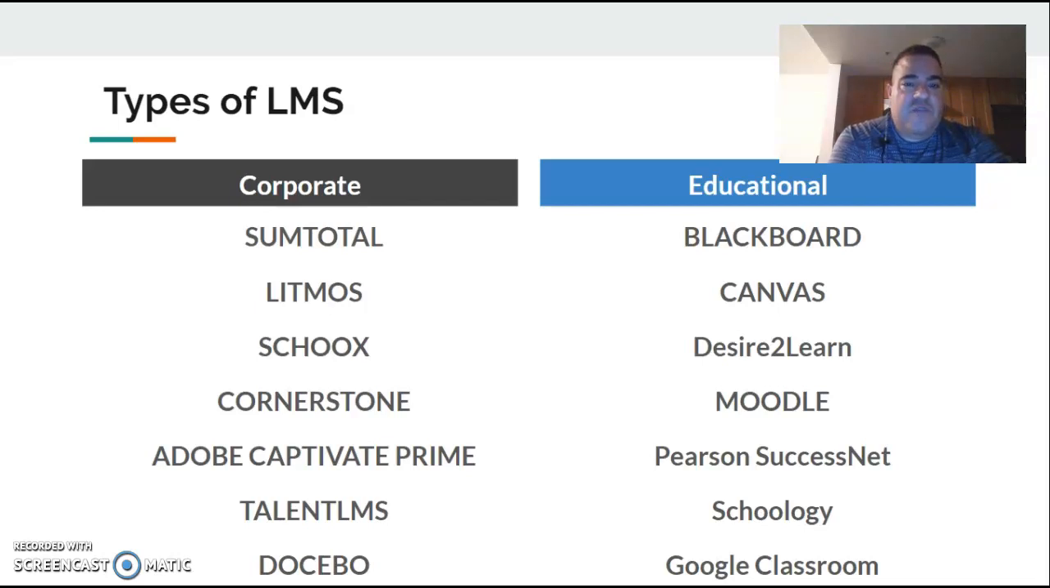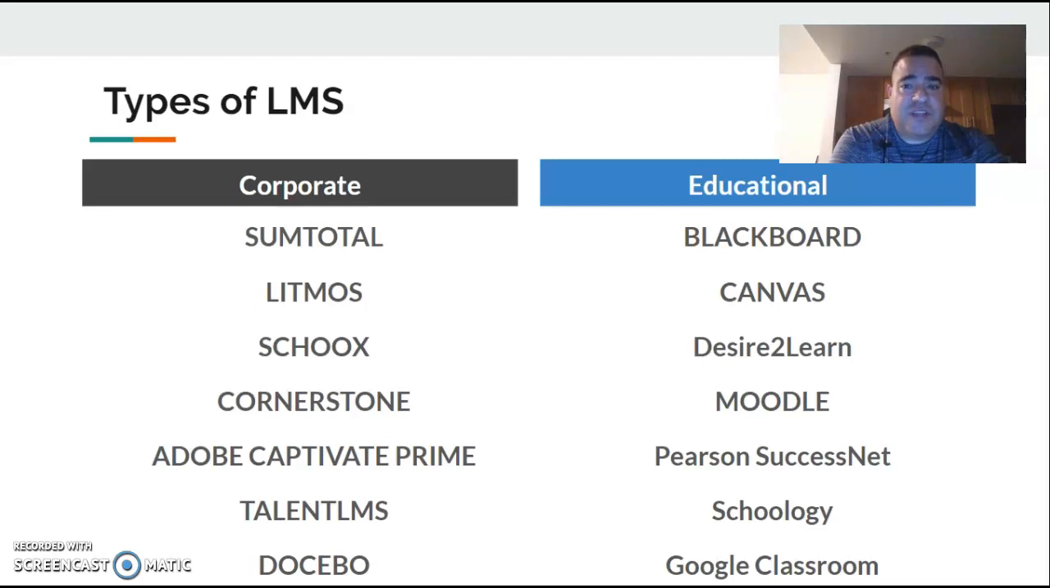Many of you may have seen or heard of some of these in the past, such as Blackboard, Canvas, Moodle, and Pearson SuccessNet, which is a recent entry into the field, as well as, of course, Google Classroom, which many of you are using. Although some people argue that Google Classroom is not a learning management system, based on some of the definitions that I've seen, we'll just lump it in there as a learning management system for right now. But there are a variety of different types of LMSs.